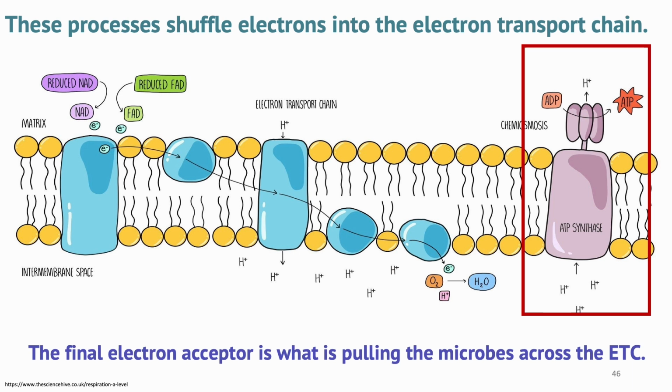This proton gradient is storing potential energy, similar to water behind a dam. The protons can only flow back outside through this complex, which is ATP synthase. And as the protons flow through ATP synthase, it powers the synthesis of ATP, which is the primary energy source and currency of all cells.